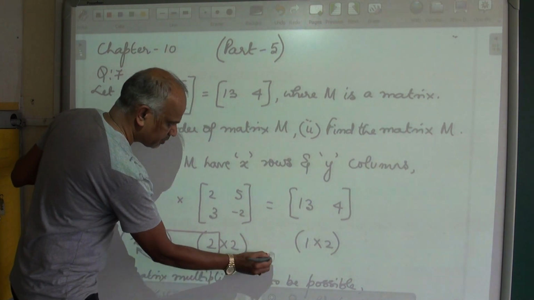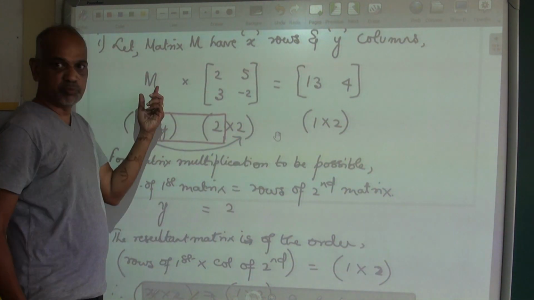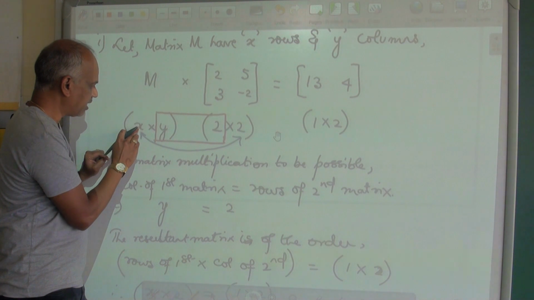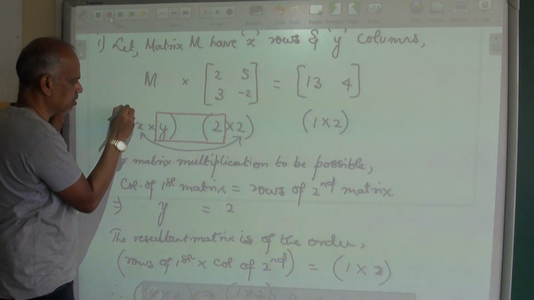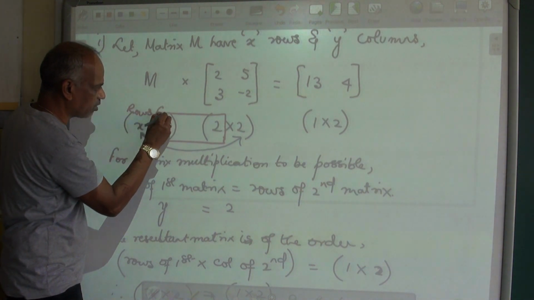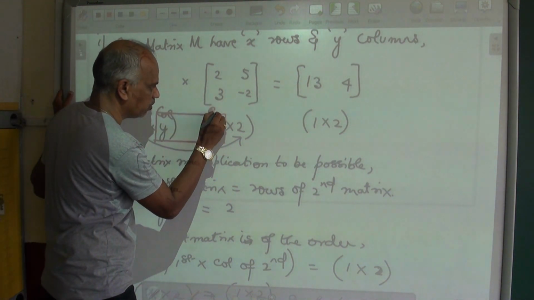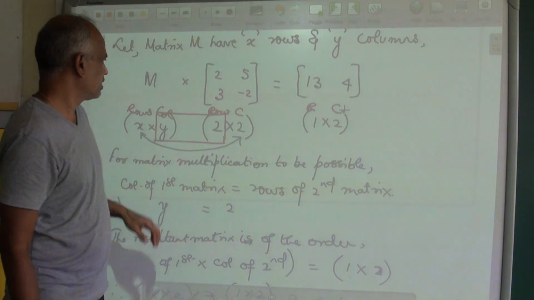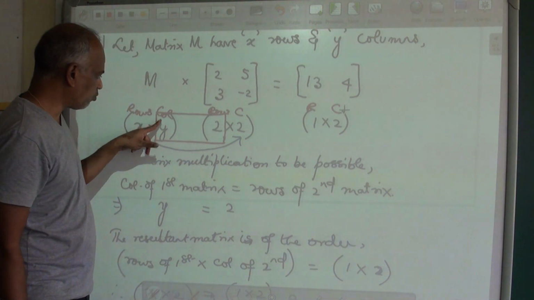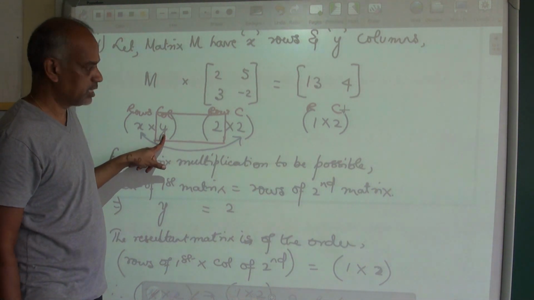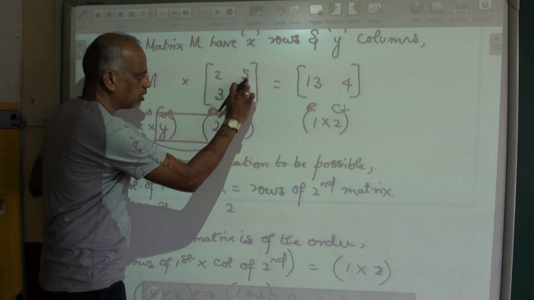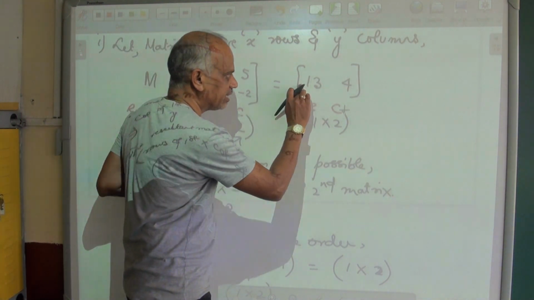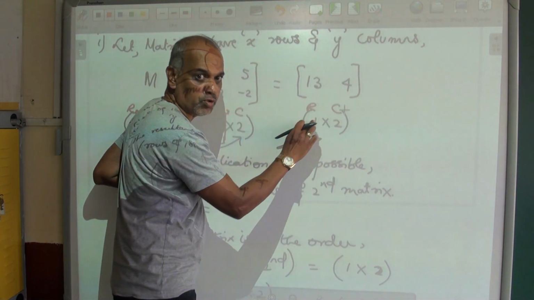Okay. Now we assumed that M has x rows and y columns. So this is the order that I have written. It has x rows. So these are rows. These are rows. And these are columns. Similarly for this, these are rows. And these are columns. For this, this is row and column. Okay. So for M, we assume that it has x rows and y columns. So it's an x by y matrix. And for this second matrix, two rows, and two columns. That's the order. And for this, there is one row and two columns. So it's a 1 by 2 matrix.